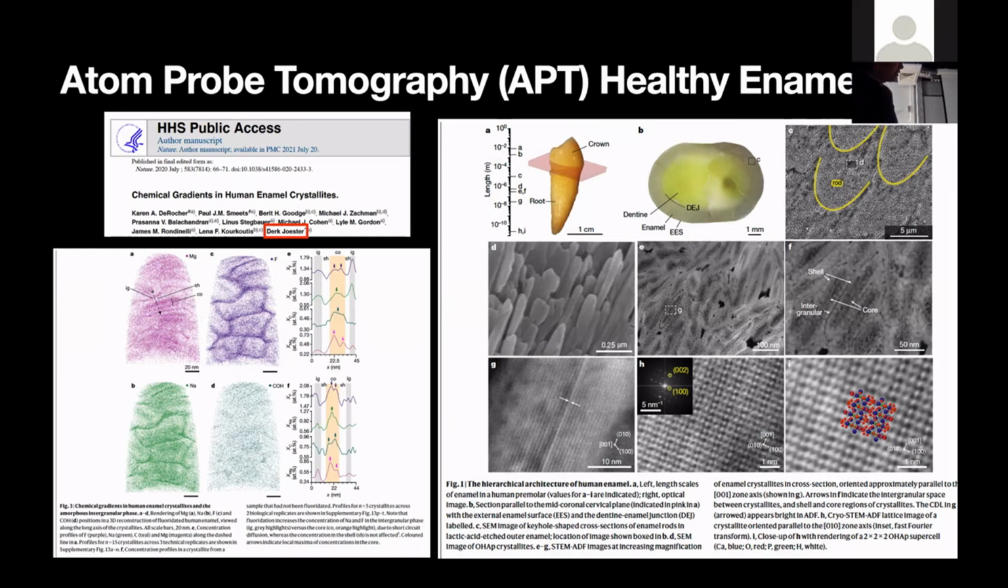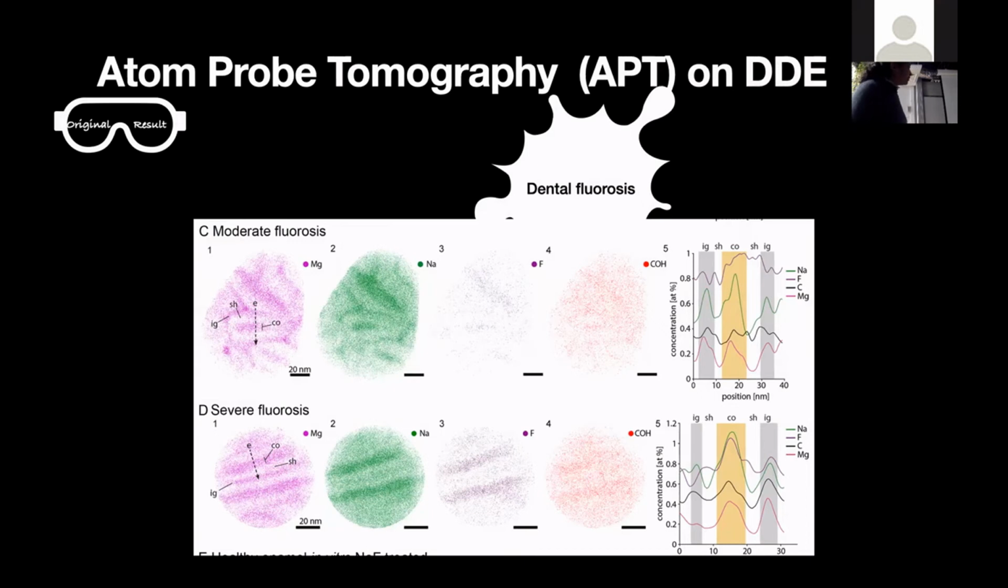So this is healthy enamel, and what we observed in our pathology, first focusing on dental fluorosis, you can see that this intergranular phase is not well defined as you can see in healthy enamel. In fact, in dental fluorosis, we have some accumulation of these elements, for example magnesium, sodium, fluoride, not in these intergranular phases, but in the core of the crystal. So clearly, this pathology affects the initial chemistry of the initiation of the crystal. And it's not just a trace element that is absorbed on the periphery.